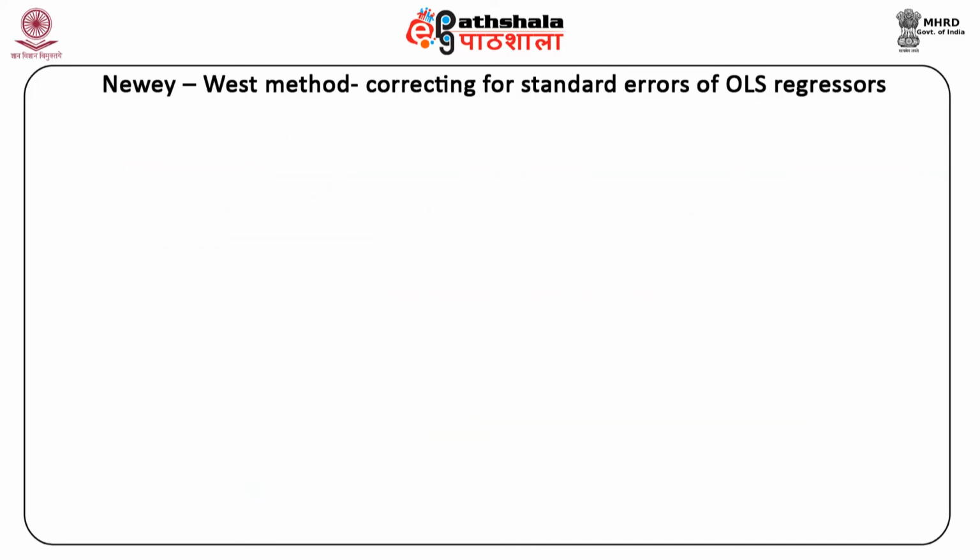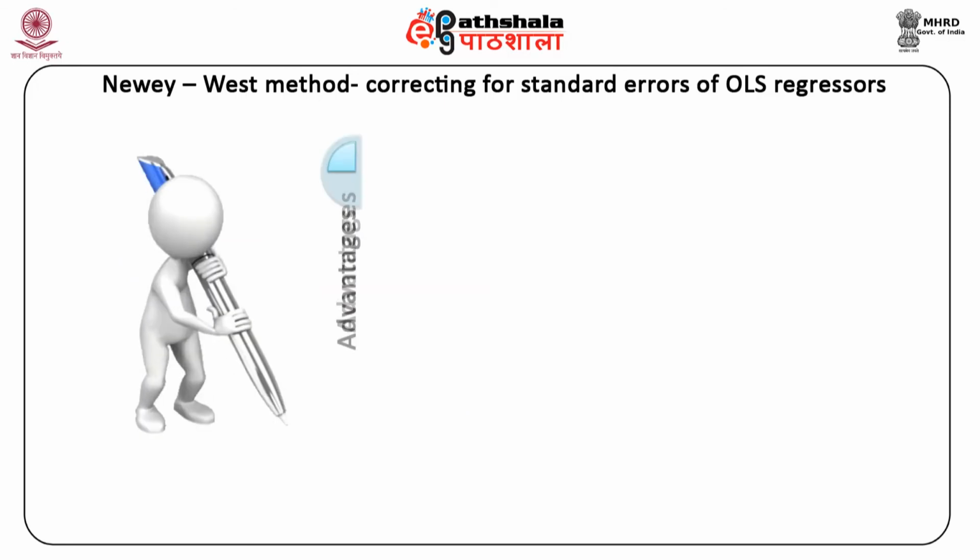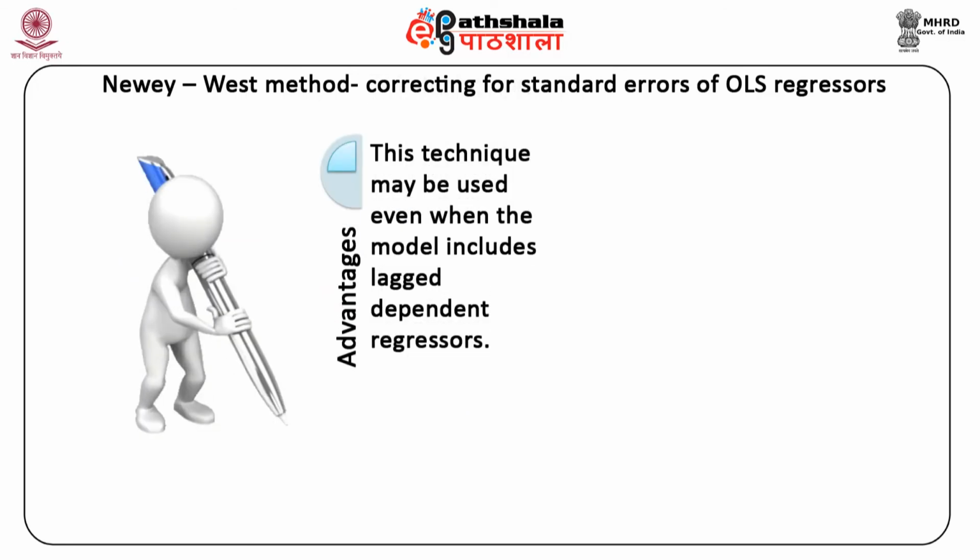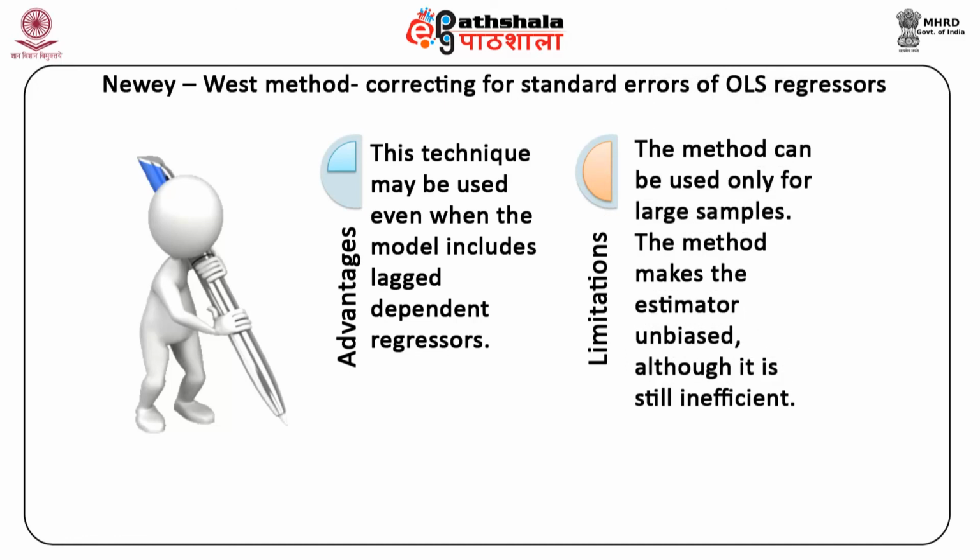What are the advantages of this method? The advantage is that this technique may be used even when the model includes lagged dependent regressors. But it has limitations. The first limitation is that the method can be used only for large samples. And the second limitation is that the method makes the estimator unbiased, although it is inefficient.